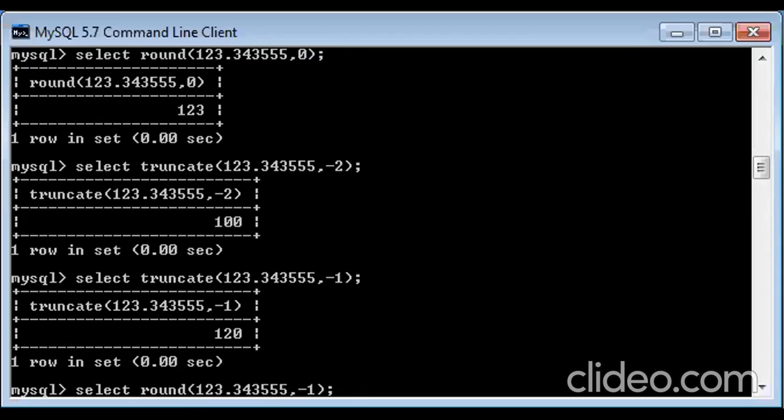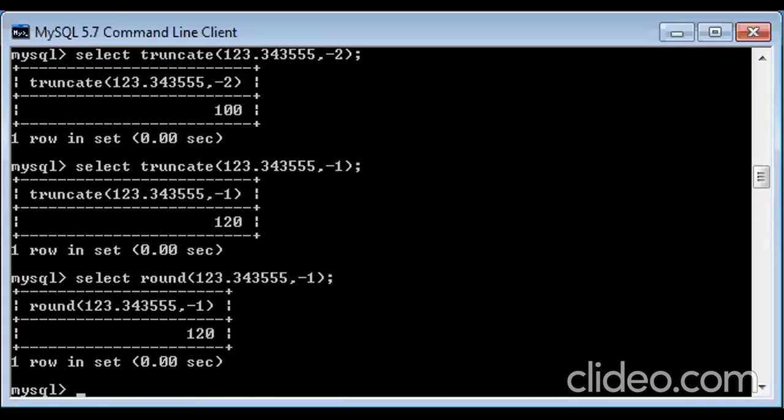Ma'am, you wrote 123.43. So the answer will be 123. No, I have written -1. That says that I am working on the left-hand part, before the float, whatever the integer is. So if -1 is written, the answer will be 120. And if it is 126, then the answer will be 130, because it is rounding off.